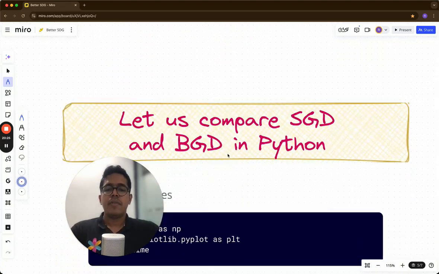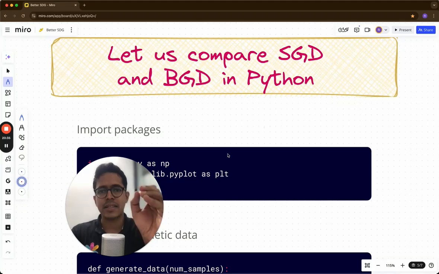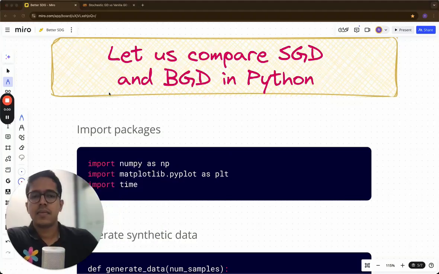Now, what we have to do is implement all of this to understand what the stochastic gradient descent looks like in practice. So let us now implement the stochastic gradient descent and batch gradient descent for a particular data set, and look at the difference in the outcome. We'll be doing this in Python, and I'll first walk you through the code line by line, and only then we'll be implementing it. Okay.